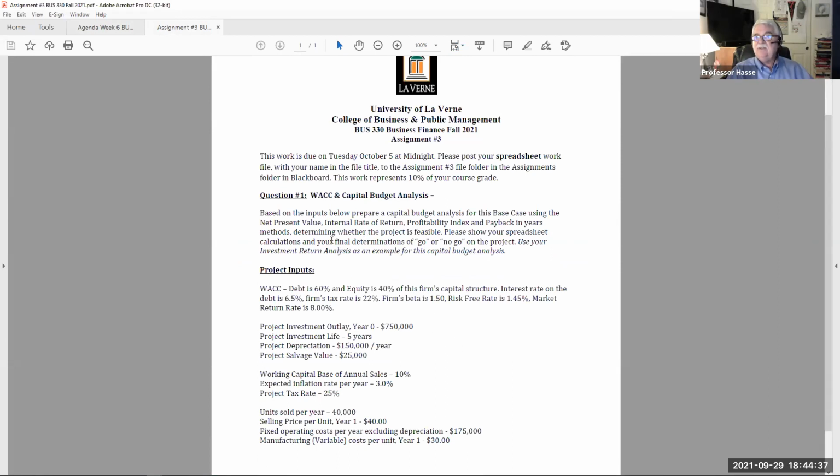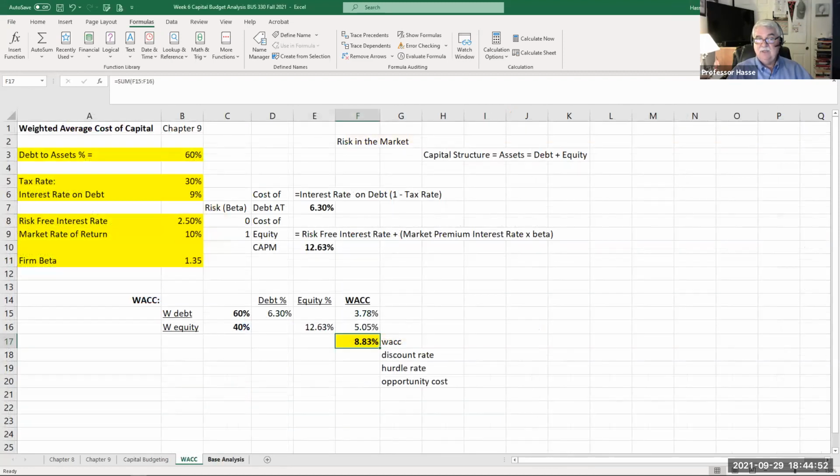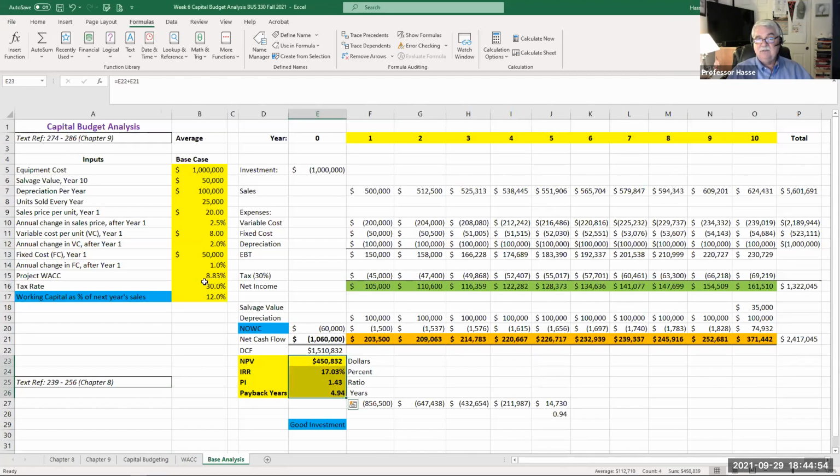So now you're going to have to put this information in this format. Two formats. You're going to have to determine the WACC. You're going to have to then take that WACC and put it into these variables and complete assignment number 3 based on that information I gave you. That's your job this week, due next Tuesday.